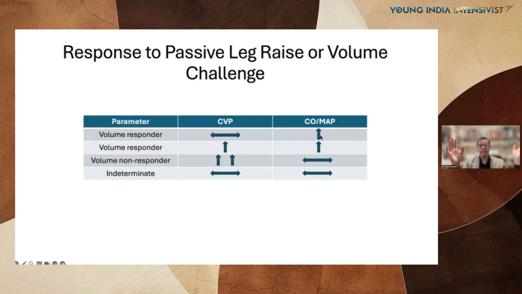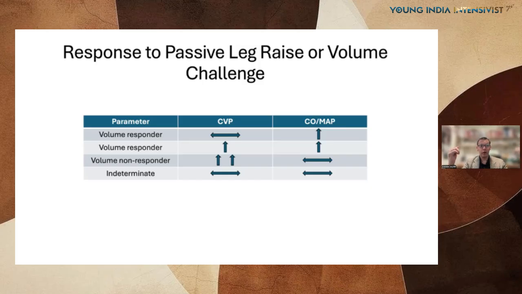So volume responders can respond in one of two ways. In both cases, the cardiac output and or the mean arterial pressure will go up. But in very young, healthy patients, the CVP may not actually go up because the heart exists to make the CVP as low as possible. So you're giving more volume and the heart's moving it along. You're getting a better cardiac output, the CVP doesn't change. If your heart is slightly less robust or you're on a slightly steeper portion of the Starling curve, then your CVP may go up, but your cardiac output also goes up.